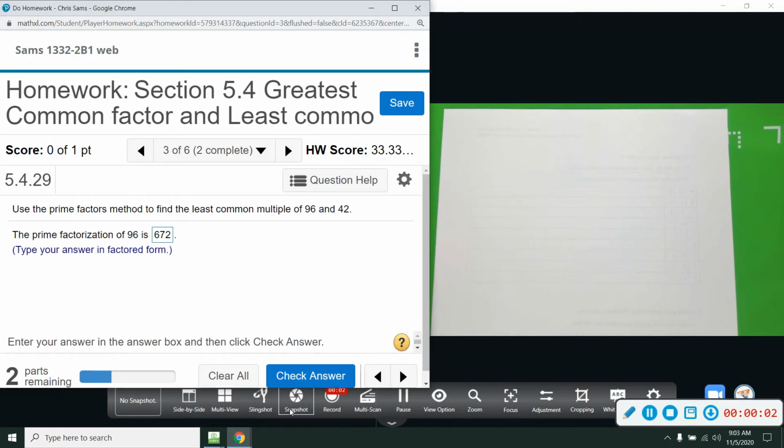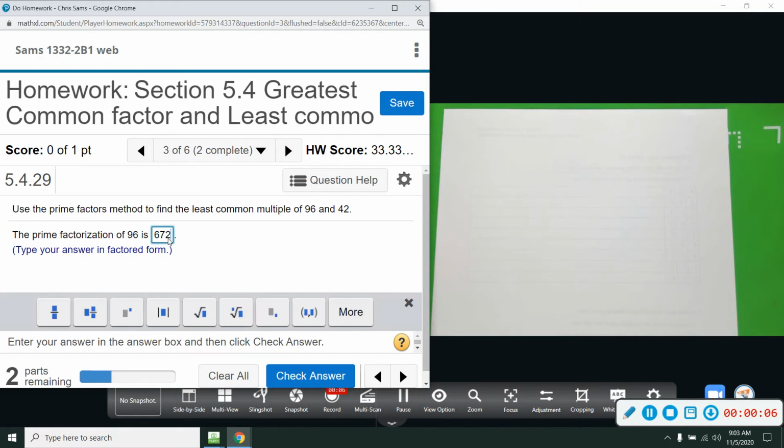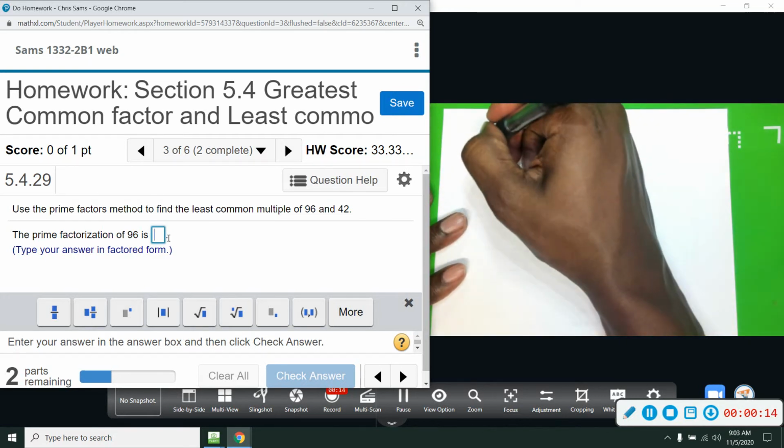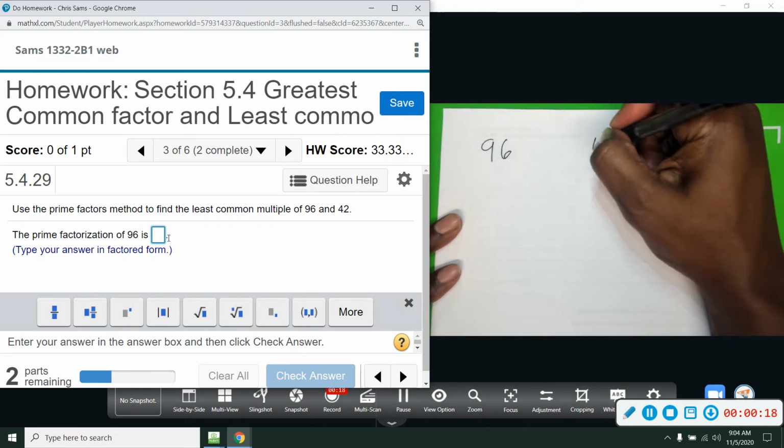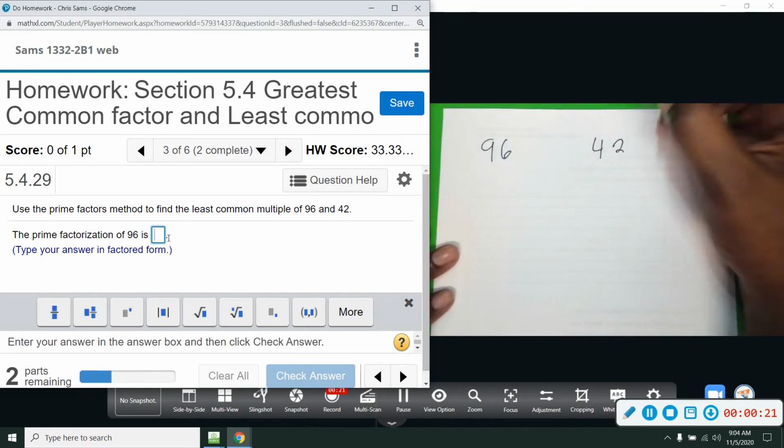All right, number three. Number three, we want to use the prime factors method to find the least common multiple of 96 and 42. All right, so we're going to write down both those numbers. We're going to find the prime factorization.